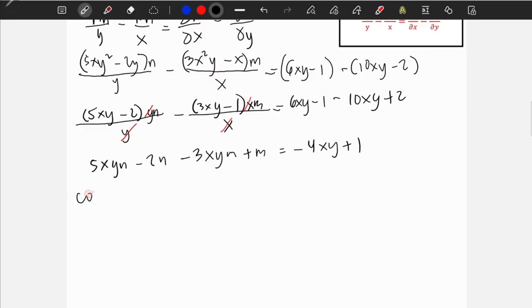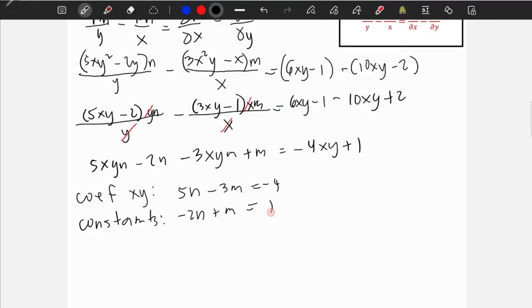Then, we will get all the coefficients of xy. From this term, the coefficient is 5n. And for negative 3xym, the coefficient is negative 3m. On the right side, the coefficient of xy is negative 4. And all constants: so we have negative 2n plus m equals 1.